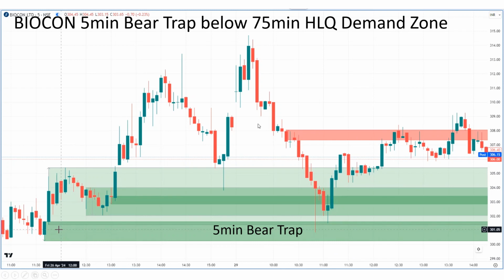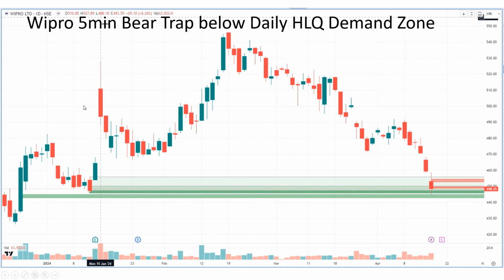Let me show you the next example. Vipro, 5 minutes bear trap. See Vipro, this is a daily chart. We have a drop, 2 base candles and a rally candle. At the hidden body, you get an explosive rally candle here.